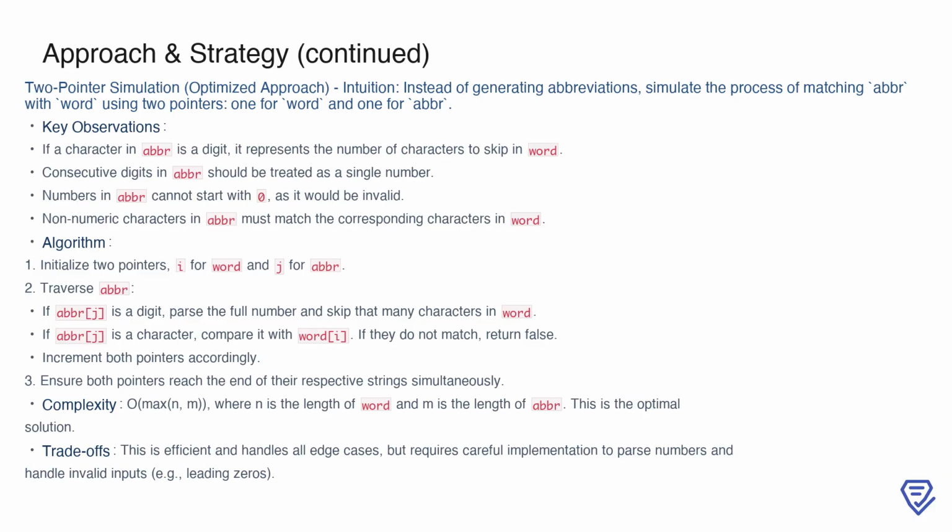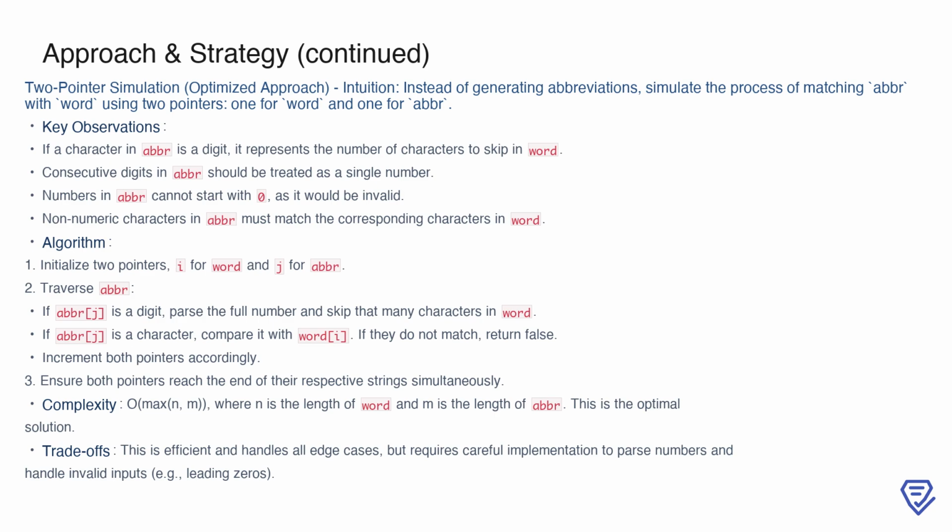The algorithm involves initializing pointers for both strings, traversing ABBR, parsing numbers when digits are encountered to skip the appropriate characters in the word, and ensuring non-numeric characters align correctly. Finally, both pointers must reach the end of their respective strings simultaneously to confirm a valid match. This approach achieves an optimal time complexity of O(max(n, m)), where n is the length of the word and m is the length of ABBR.